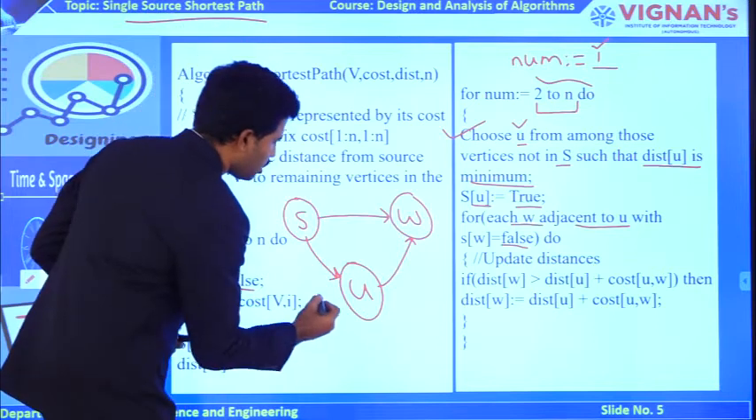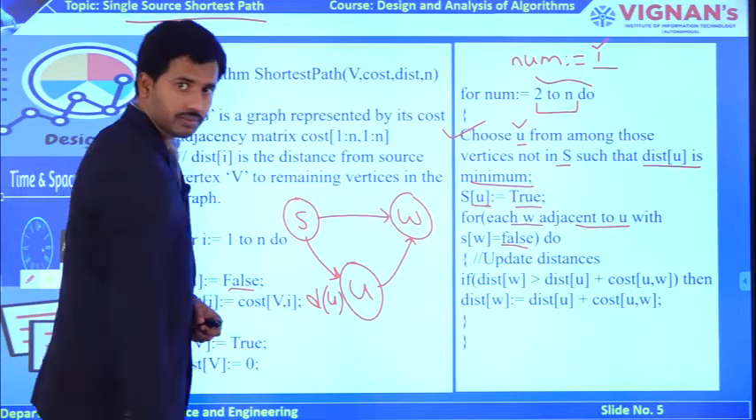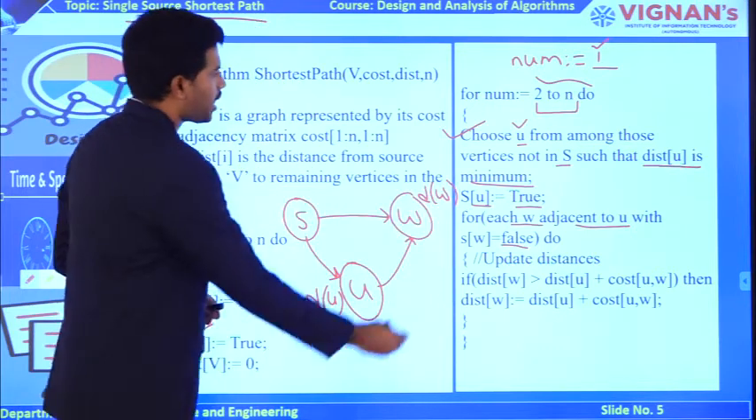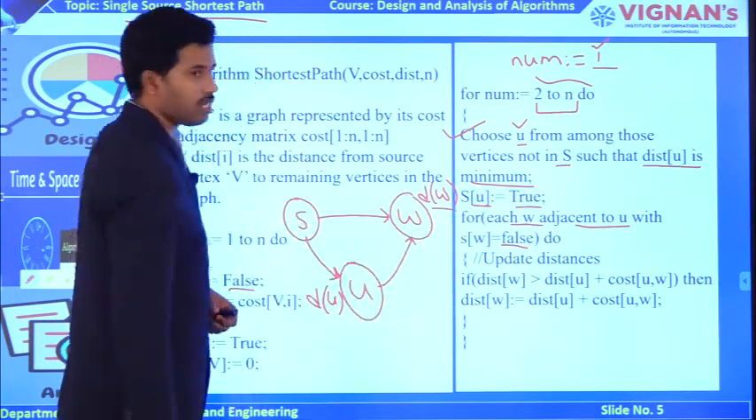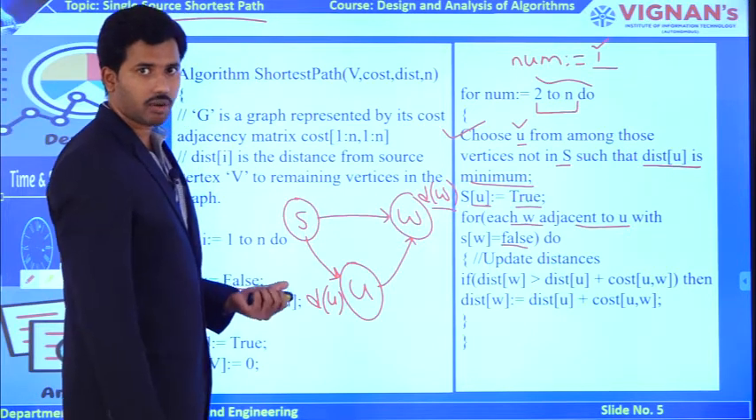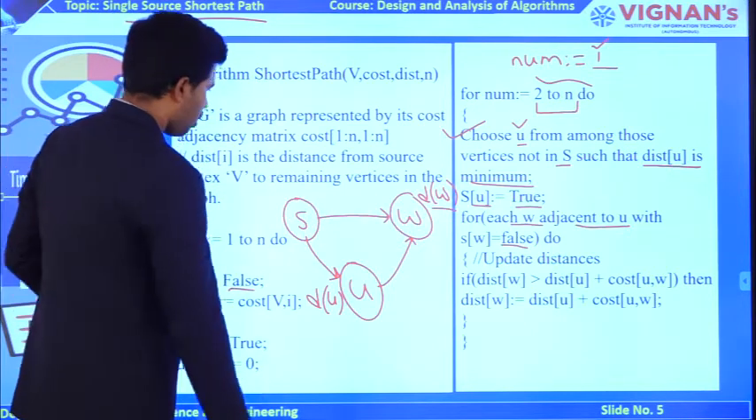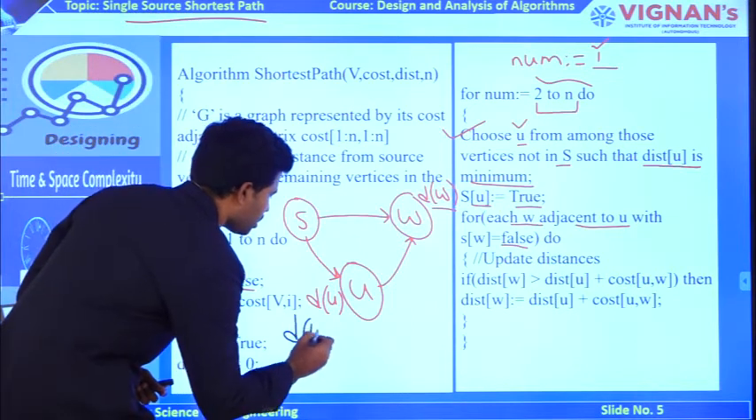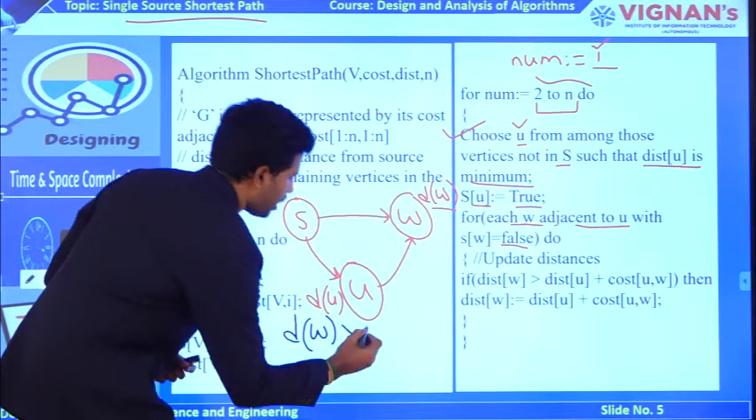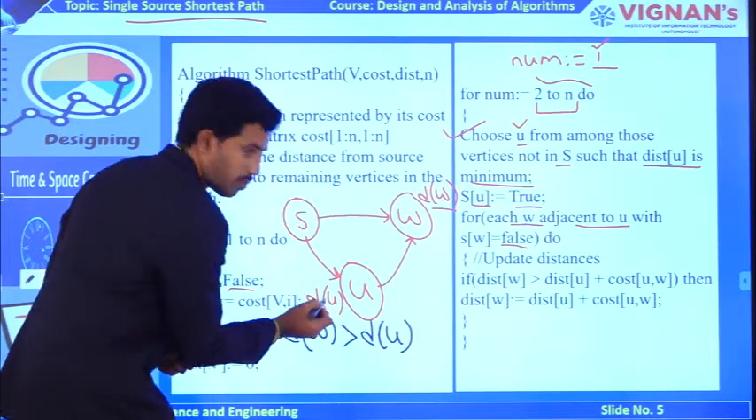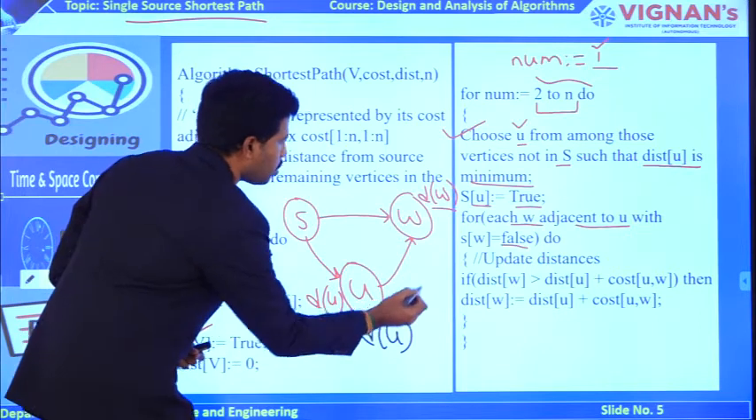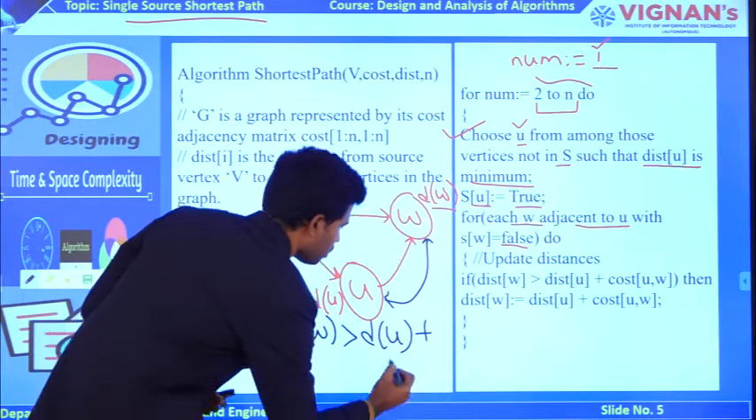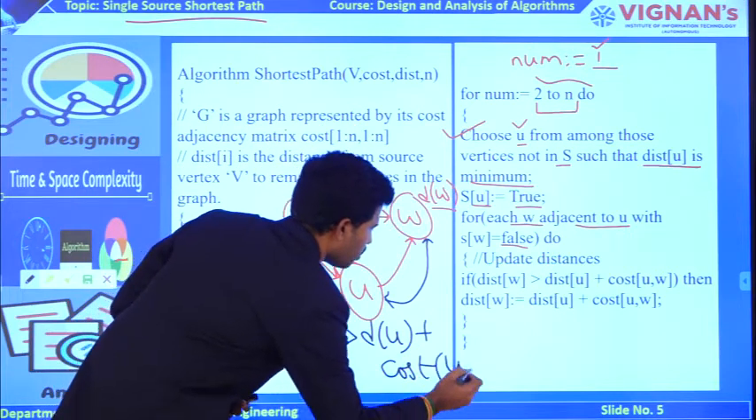To reach this u, definitely one cost is there. To reach this w, definitely one cost is there. Now my target is to update this d of w with the help of the edge relaxing formula. So my mathematical calculation is, I am verifying whether distance of w is greater than distance of u plus the cost to reach from u to w.